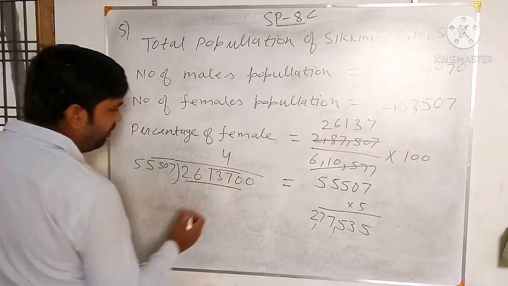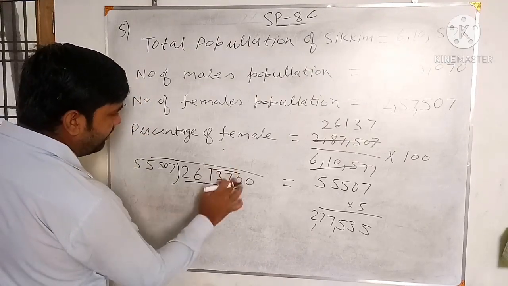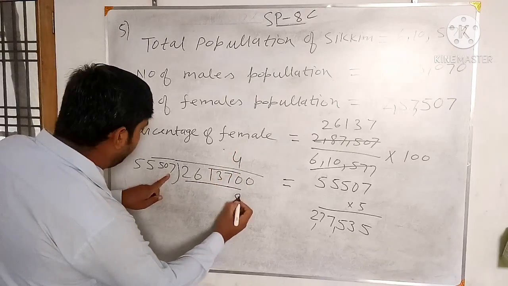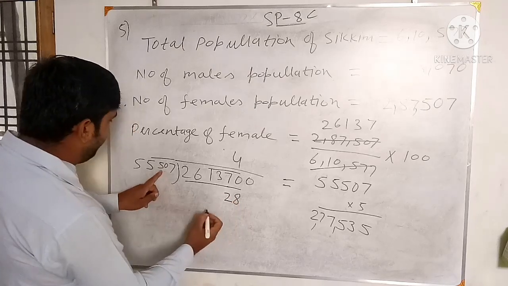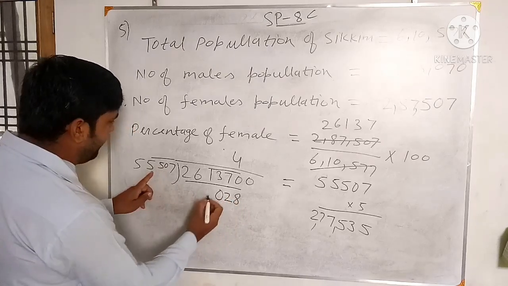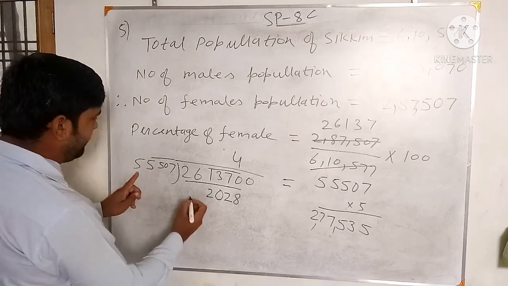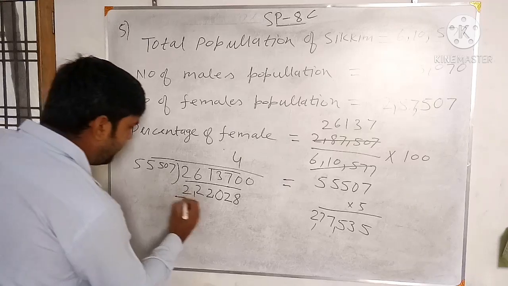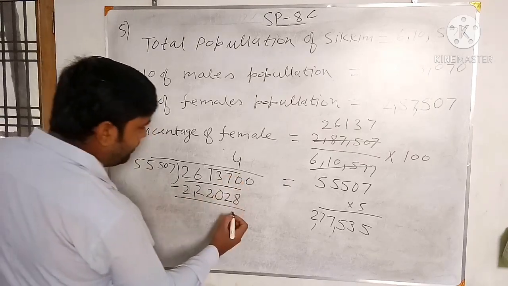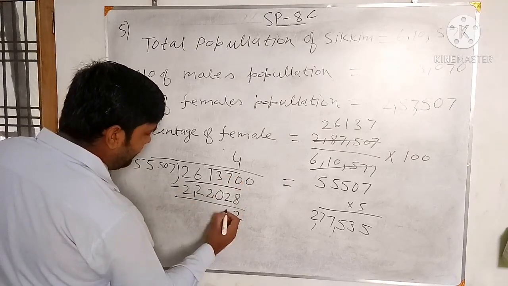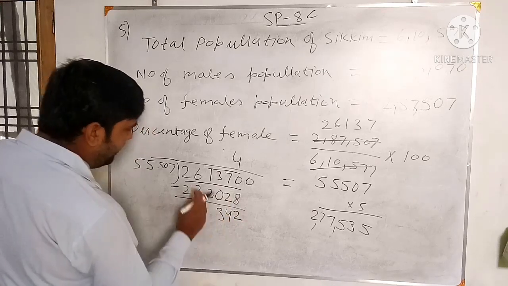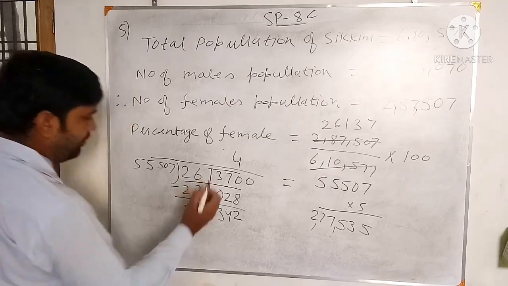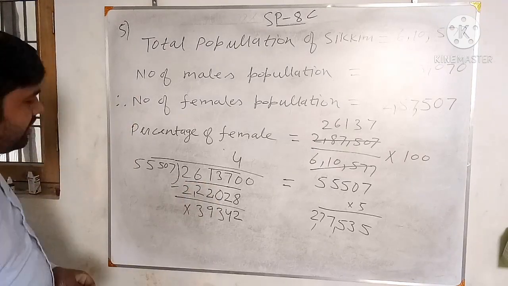How many times will it go? 4 times. Till here we have divided 4 times. So 4 7s are 28, 8 carry 2. 4 5s are 20, 0 carry 2. 4 5s are 20, 22. So 2,22,028. Now subtract this. 10 minus 8 gives you 2, 6 minus 2 gives you 4, 3 minus 0 gives you 3, 11 minus 2 gives you 9, 5 minus 2 gives you 3, 2 minus 2 gives you 0. So the remainder is 39,342.